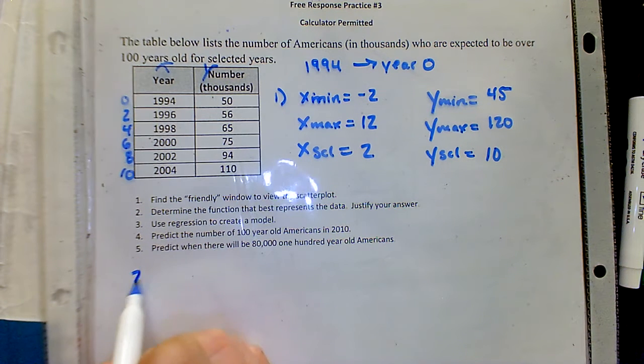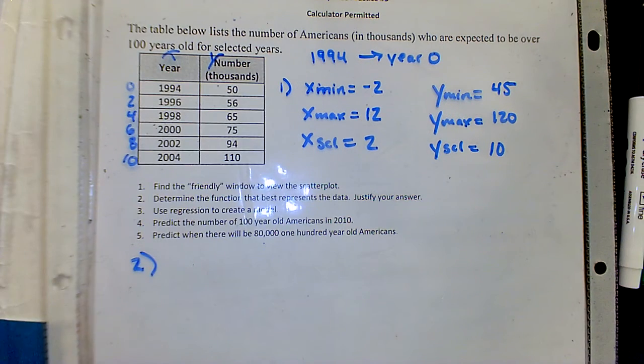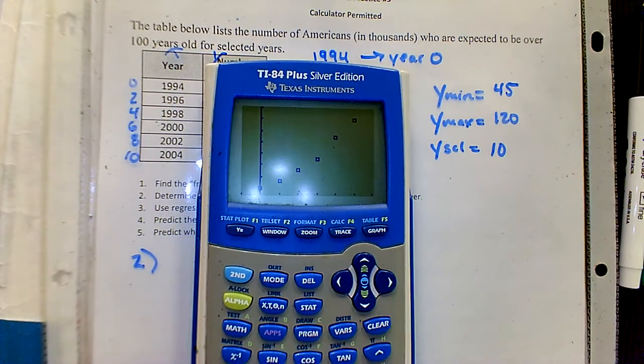Okay, let's check out 2. Determine the function that best represents your data. All right, take a look at your scatter plot. What kind of graph or shape do you think we could draw that would get as close to as many of those points as we can? Yes? Say it again?